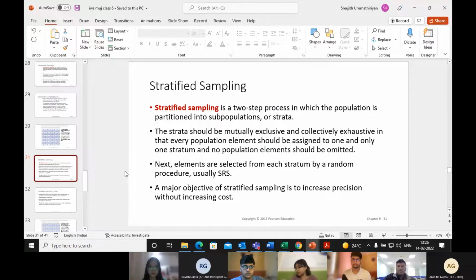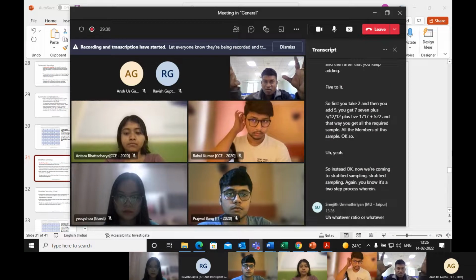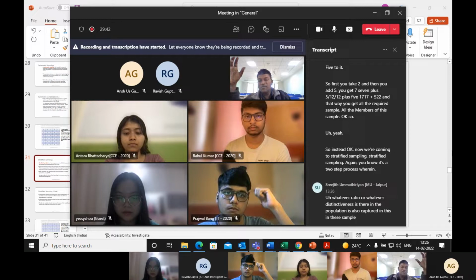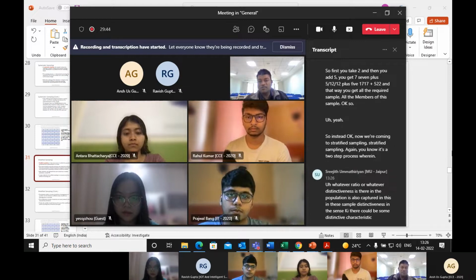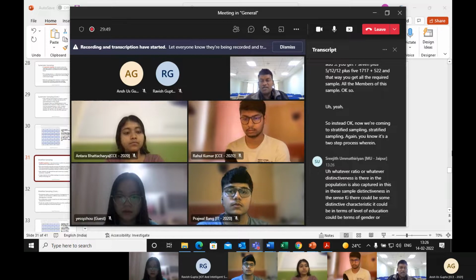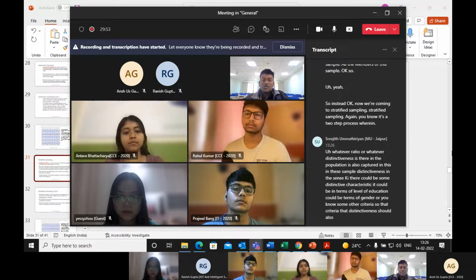So okay, now we're coming to stratified sampling. Stratified sampling, again, is a two-step process wherein whatever ratio or distinctiveness is there in the population is also captured in the sample. Distinctiveness in the sense that there could be some distinctive characteristic. It could be in terms of level of education, gender, or some other criteria. That criteria, that distinctiveness, should also reflect in your sample.